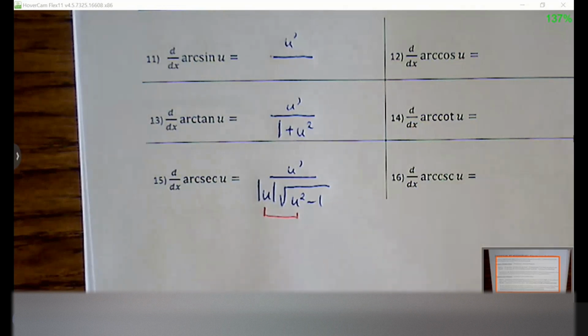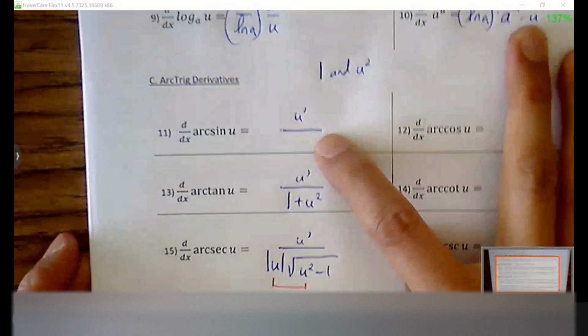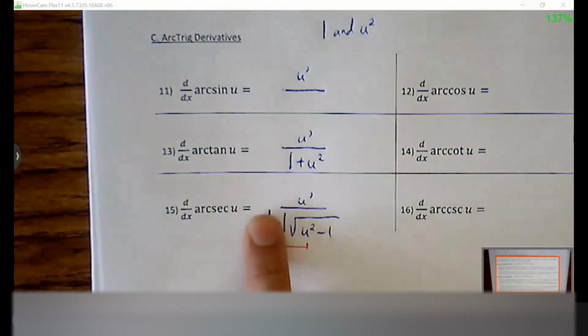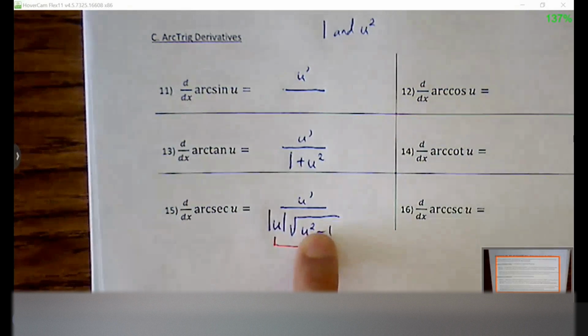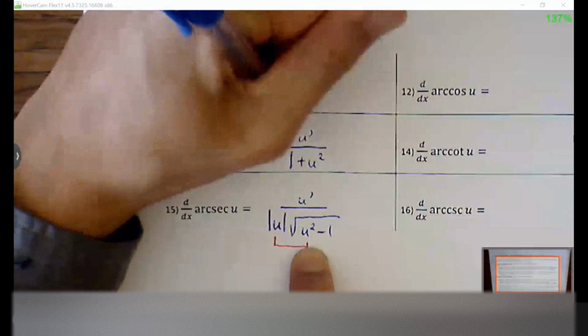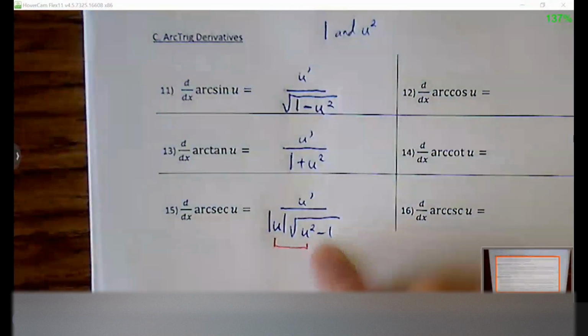radical rule. But the nice thing is, if you can do this, the arcsine is going to be easy because it's going to be a little different from this. There's no absolute value. There's still a square root, but the order is going to be different. So if you can get that u squared minus 1 to show up, then arcsine will be easy. It's different, so it's going to be a different order, square root of 1 minus u squared.